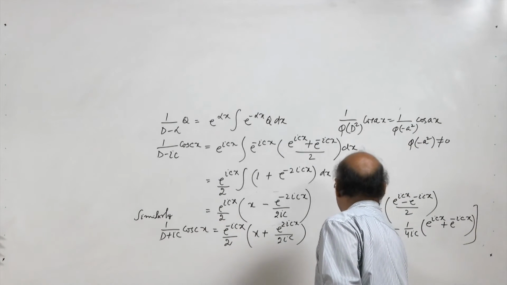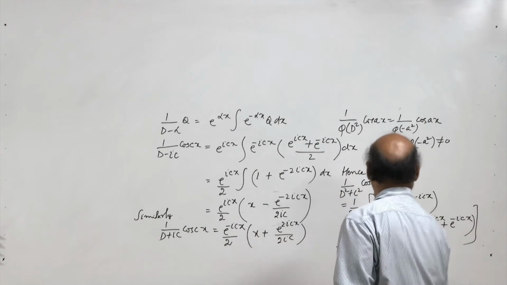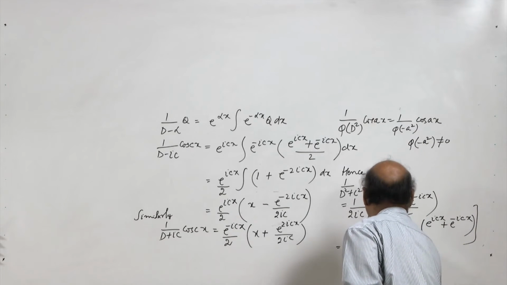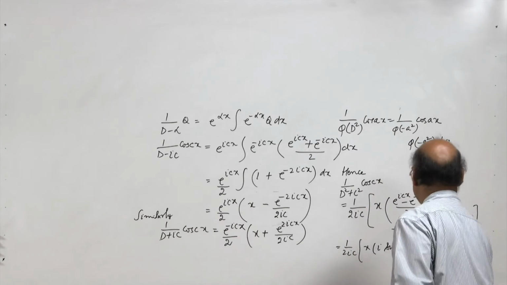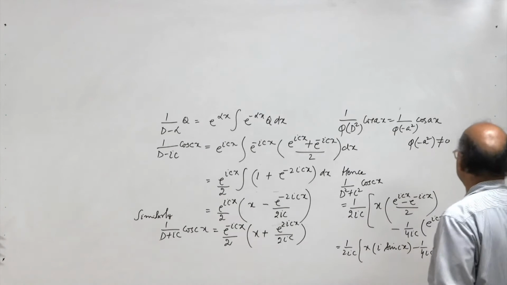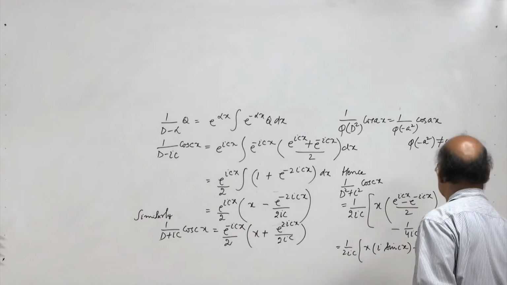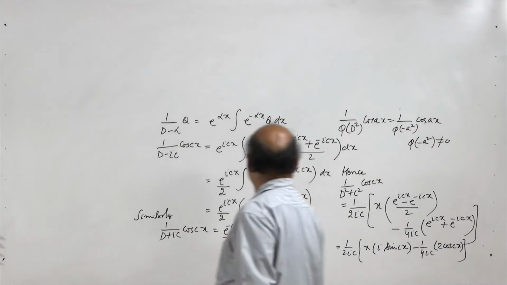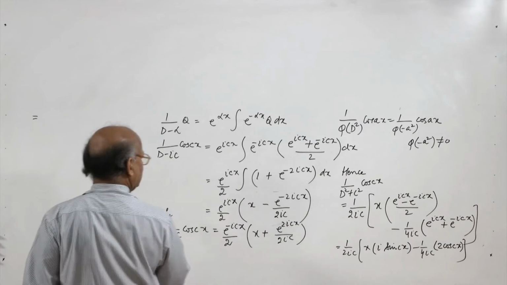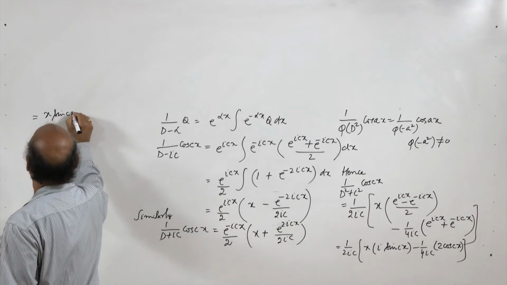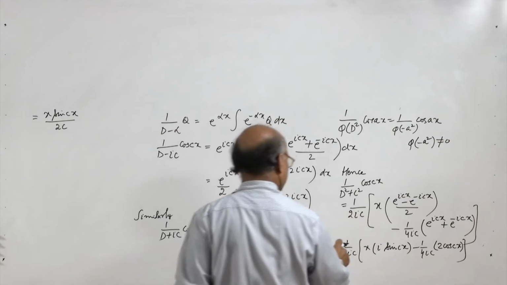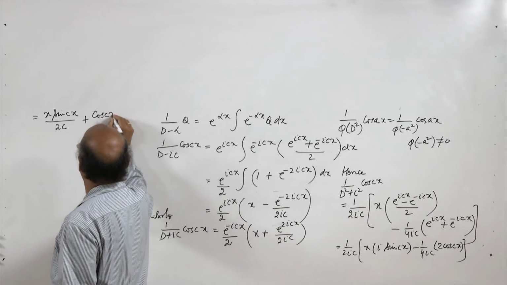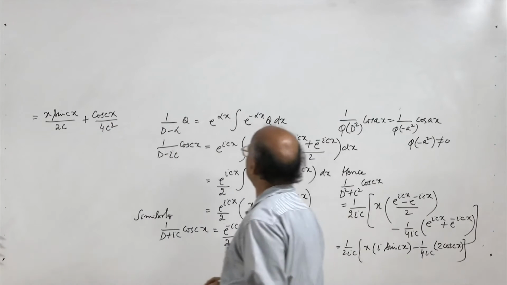and this is equal to 1 over 2ic x times. Now, e to the power i theta minus e to the power minus i theta by 2 is i sin theta. So, we get i times sin cx, and then here we have minus 1 over 4ic. e to the power i theta plus e to the power minus i theta is 2 cos theta, so 2 cos cx, and thus we have x sin cx by 2c, and this 2 will cancel with that 2 here, so we have cos cx divided by 4c square.